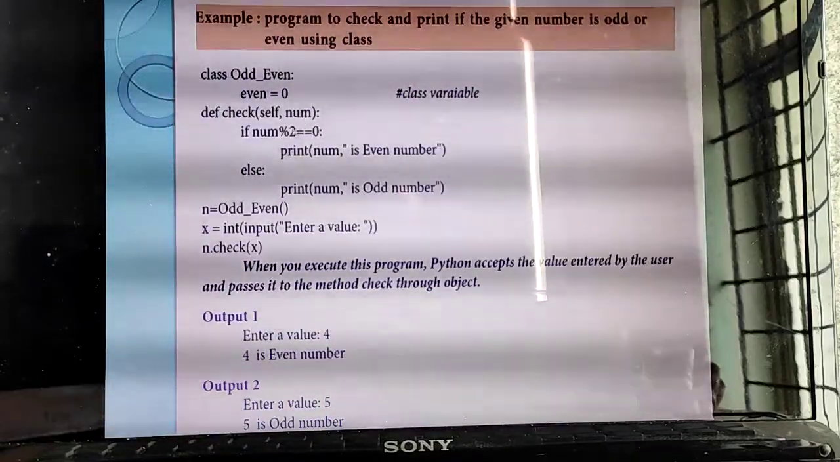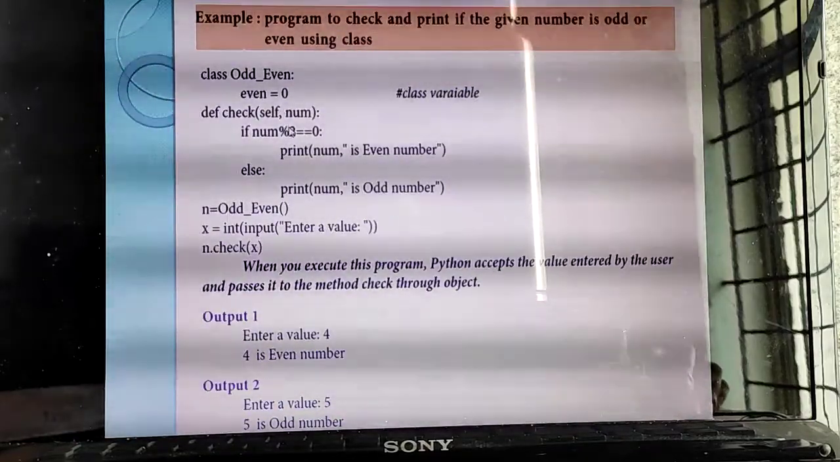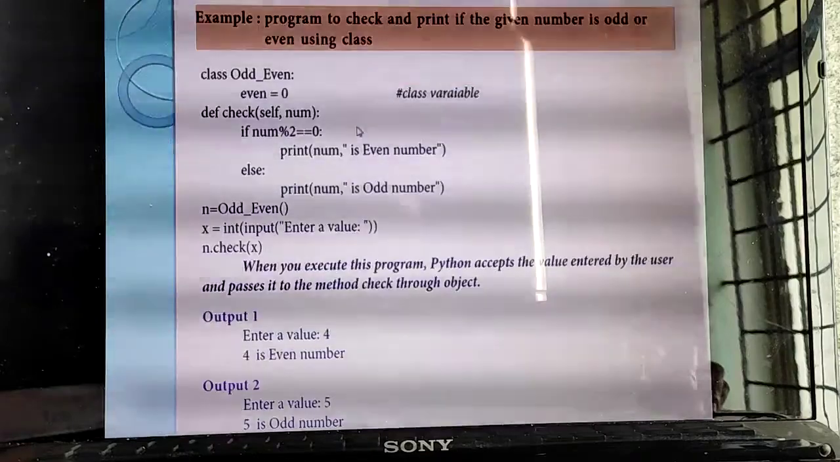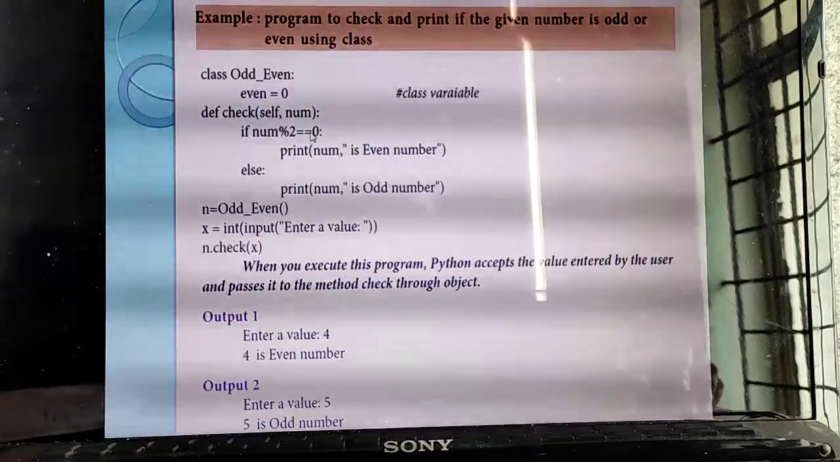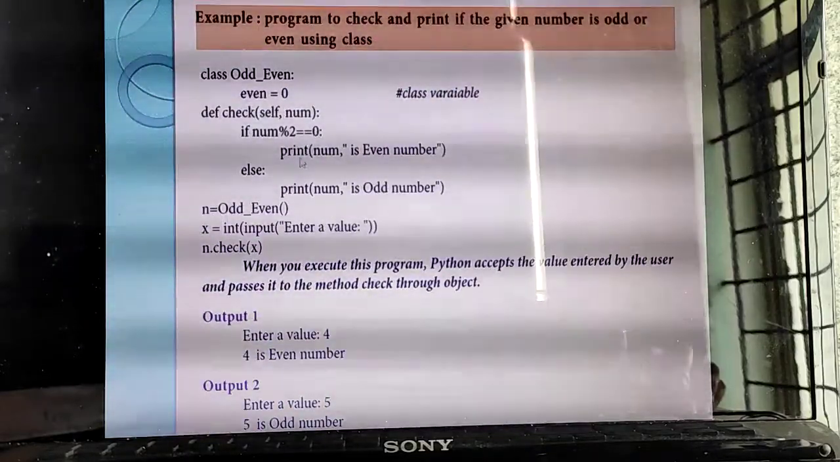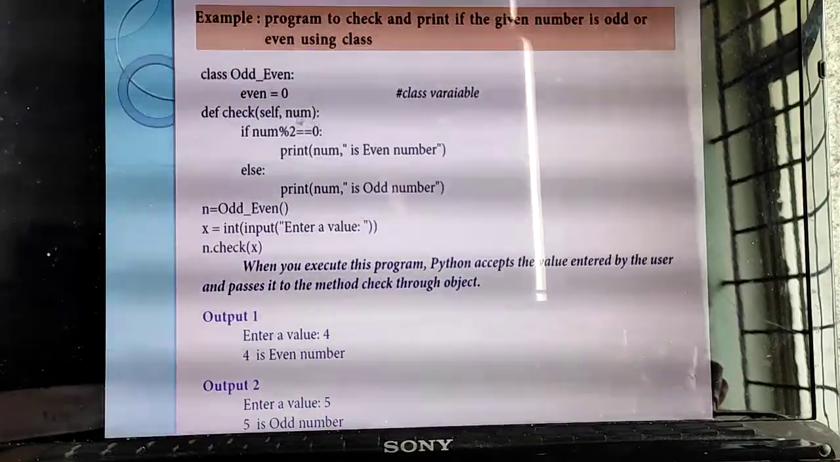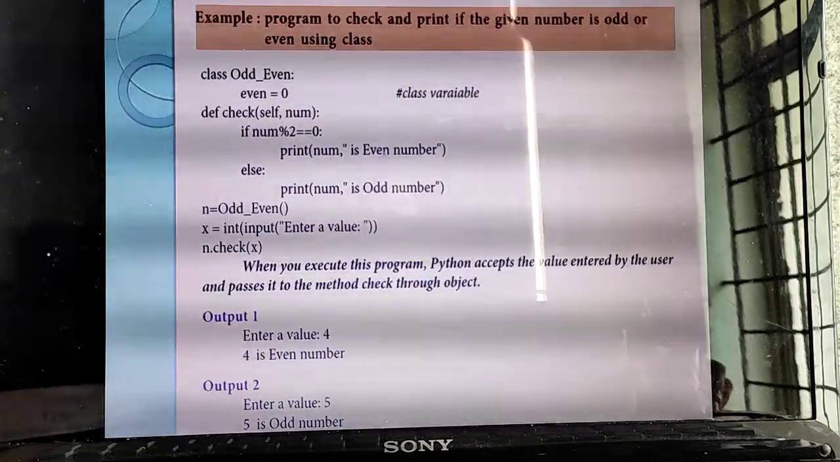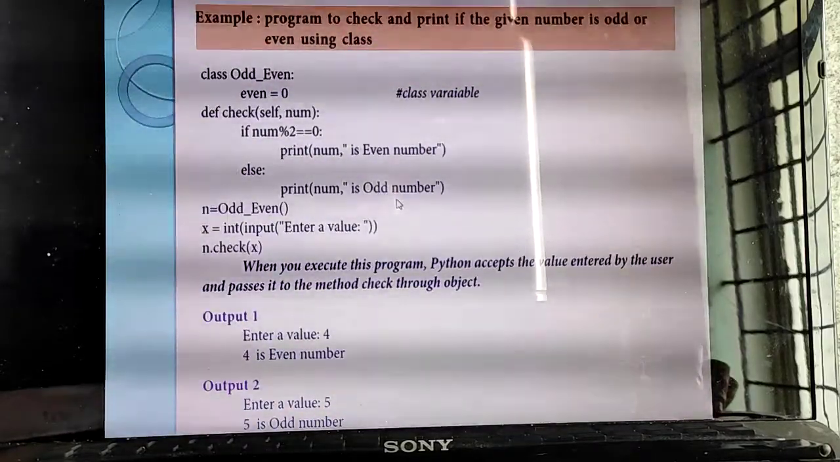You are going to check whether the given number is divisible by 2. If the number is divided by 2 and you get the remainder 0, what should you print? The given number is an even number. If the number is not even, what output do you need to display? The given number is an odd number. That's the other possibility.